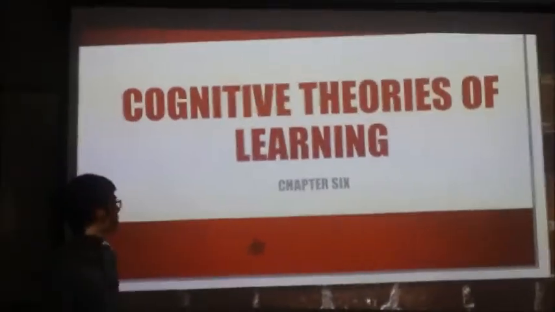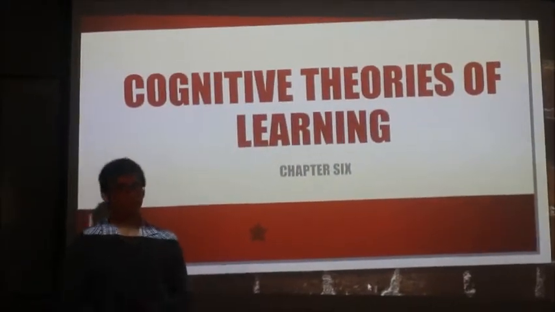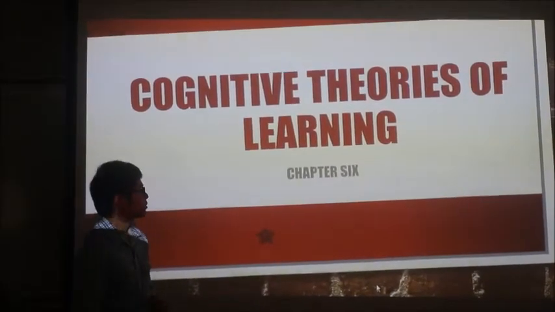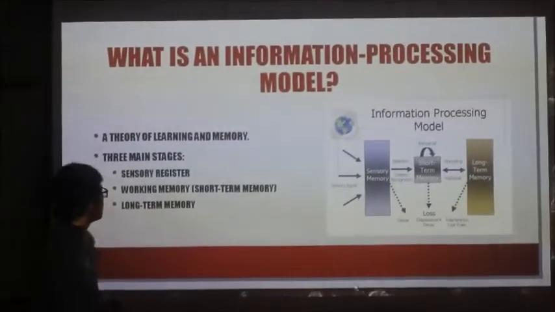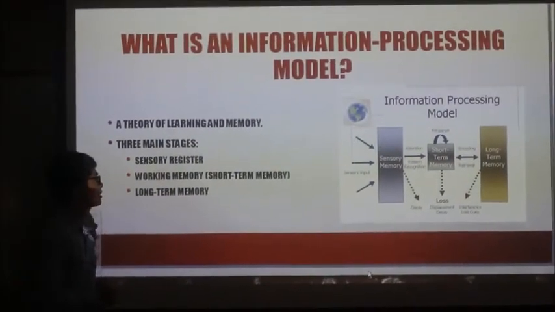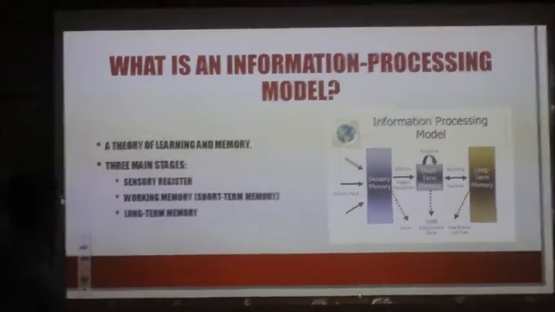Today we're going to learn about Chapter 6, the cognitive theories of learning. The three people in this group are Joseph, Whitney, and Caitlin. The first thing that we're going to learn about is the information processing model.